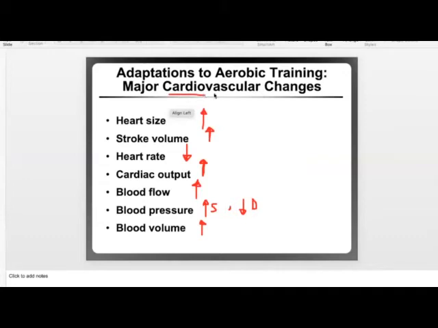And then the vascular changes are going to have to do with increased capillaries, and an increased difference between the oxygen concentration and the carbon dioxide concentration in the alveoli and at the cellular level. So there's a better diffusion of oxygen and carbon dioxide. All right, so let's get into these changes here.